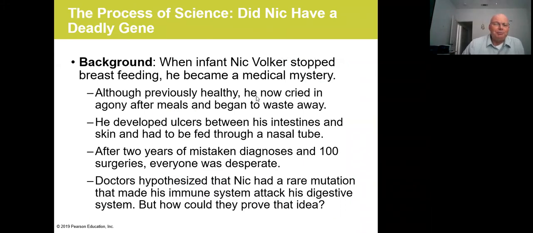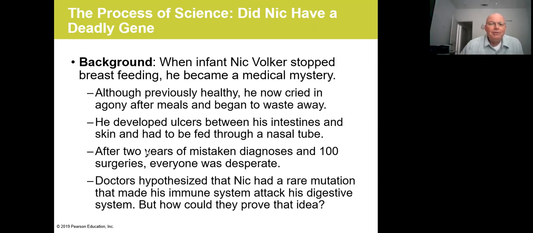So there is a study reported in the chapter about this little boy named Nick Volker, who had a genetic disorder of his digestive system, and it meant that the only way to feed him was through liquids, because his digestive tract simply could not tolerate solid food and could not absorb food as a product of digestion. And doctors struggled for a long time to try and figure out what his problem was.